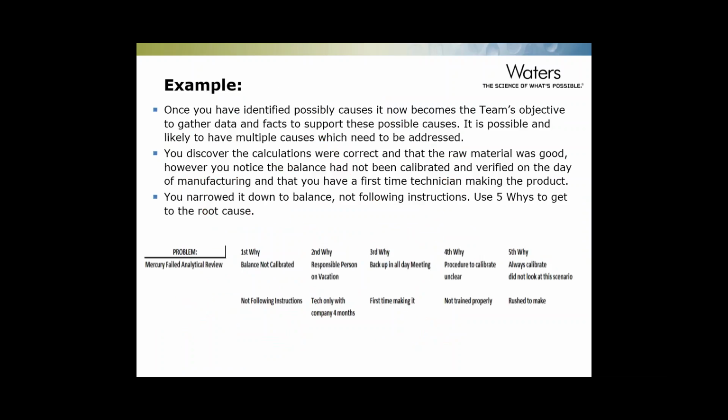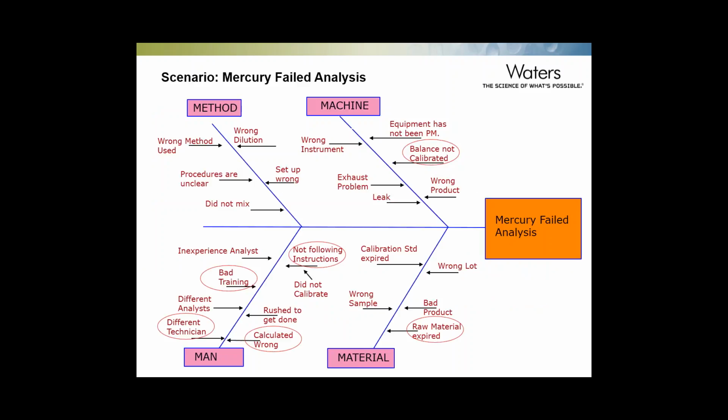Once you've identified possible causes, it now becomes the team's objective to gather data and facts to support those possible causes. It is possible and likely that there could be more than one cause to this whole thing. All right, and so as you collect your data and your facts, you can actually start going into 5 whys. As you ask your questions, you discover that the calculations were correct, right? The bench sheet was correct, the calculations were correct, and the raw material was good. However, you noticed that the balance, as you're gathering data, and if you remember going back, we said that the balance was not calibrated.